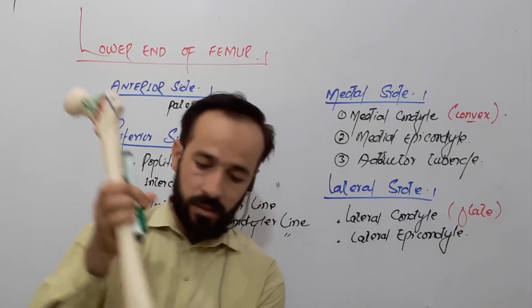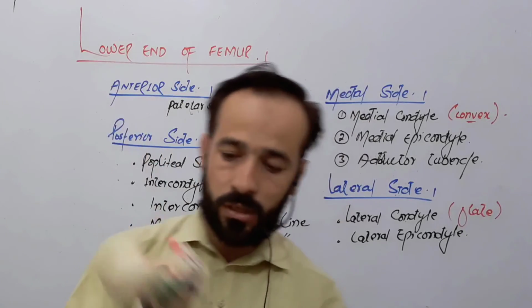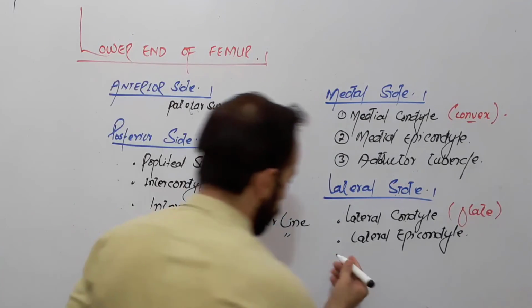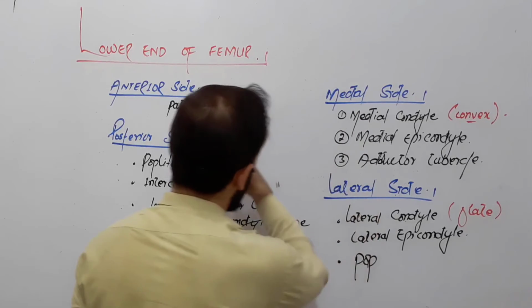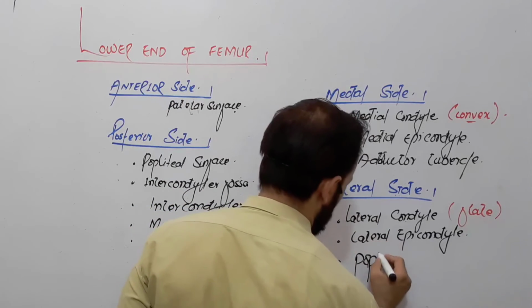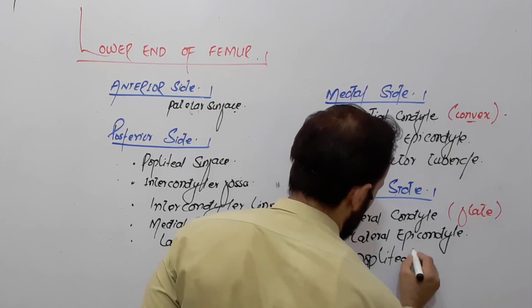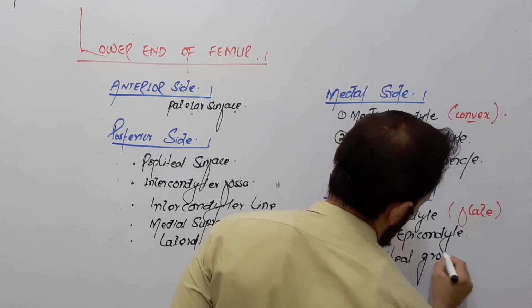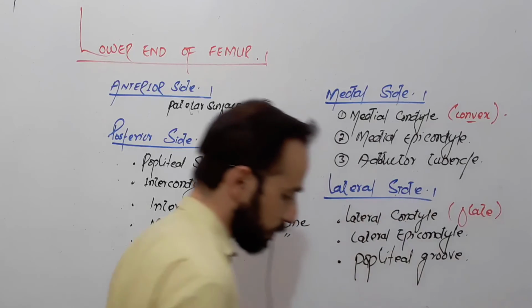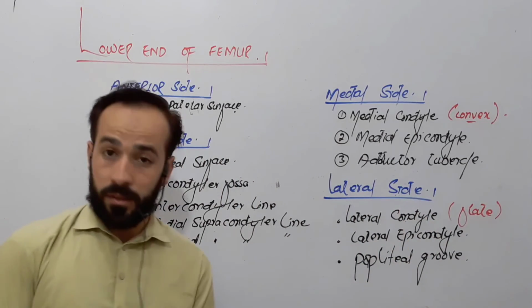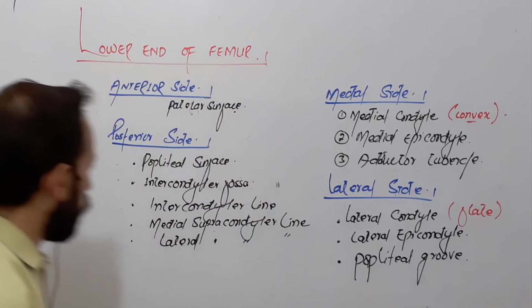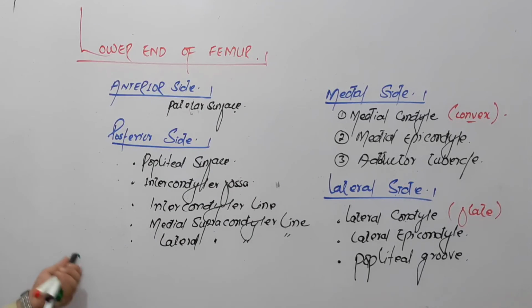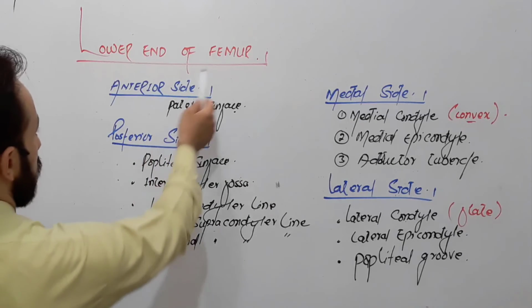And then there is another important thing which is called the popliteal groove. So the third important point about the lateral aspects of the lower end of the femur bone is the popliteal groove. Popliteal groove, and I will show them in the next lecture, right? In this bone itself, right?